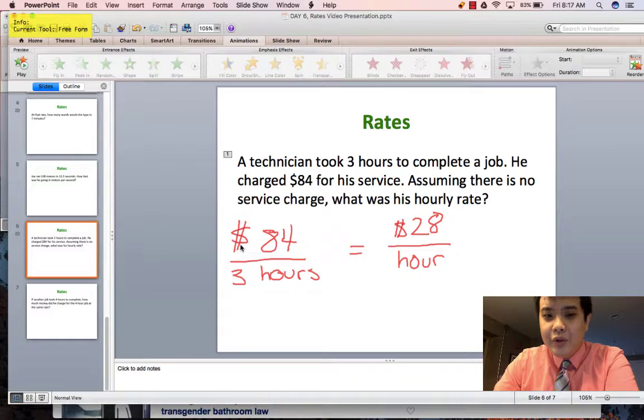So again, we do $84 divided by 3 hours, because that's how many hours he worked. And hours is the independent variable, and dollars is the dependent variable. So $84 per 3 hours results in $28 per hour, because 84 divided by 3 is 28.